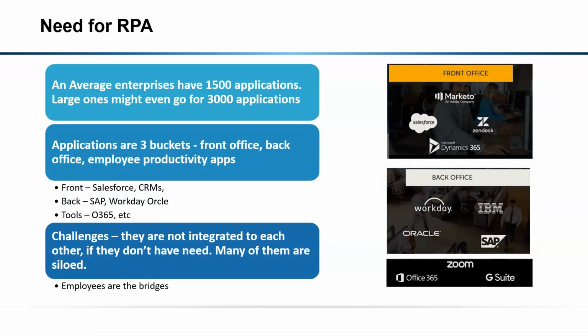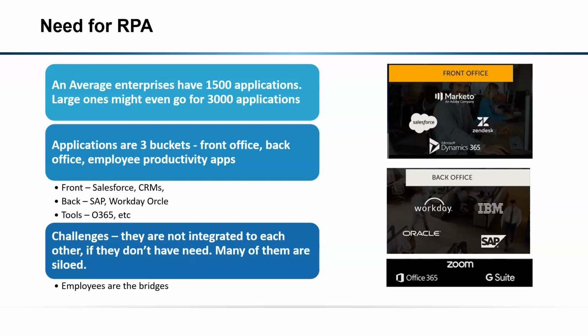Why do we need RPA? Let's take a step back here. In general, if it is a mid-sized company, an average enterprise, let's go with this, average enterprises have 1,500 applications. Large companies might even have more than 3,000 applications. You may ask, that sounds like a lot. What are those applications? There can be three groups of applications.